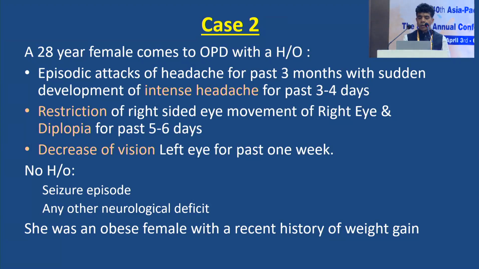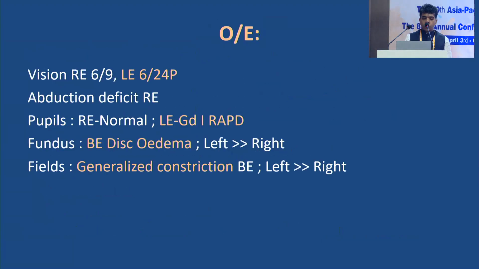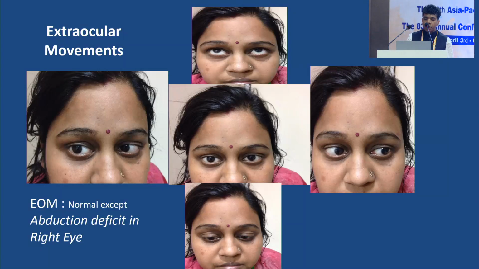She is a 28-year-old obese female and she had restricted movement on the right side, that means abduction is deficient, and diplopia for 5 to 6 days during the episode of that intense headache, and decrease of vision in the left eye for the past 1 week. No history of seizure episode or any other neurological deficit. So vision was 6/24 in the left eye, and as you can see there is an abduction deficit.